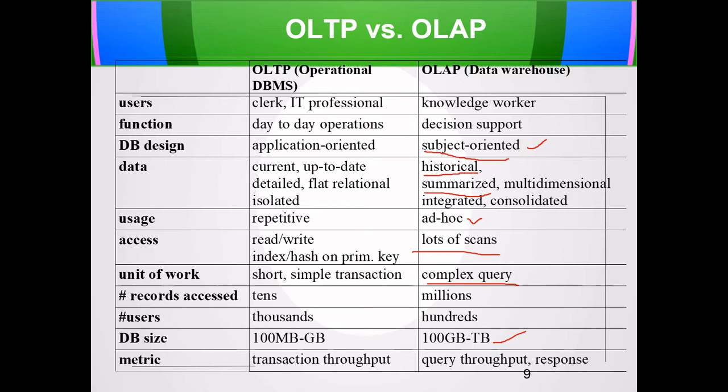And millions of records are scanned, but there will be hundreds of users, because these users are fewer in number, since only top people are responsible for analyzing the growth of the business, right? The data size is definitely high here because it is historical data, past years, 5 years, 10 years of data that we take for the analysis. And here the output metric is query throughput. Why query throughput? Because it is subject oriented. For a specific subject only we want to analyze the data, so the query will be specific to the subject and will give you some aggregated data for the analysis.